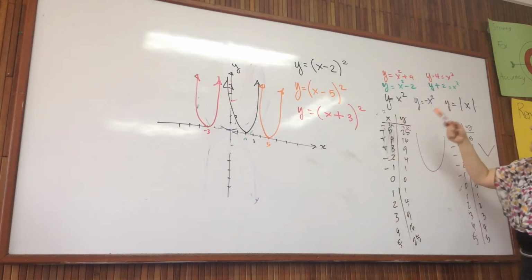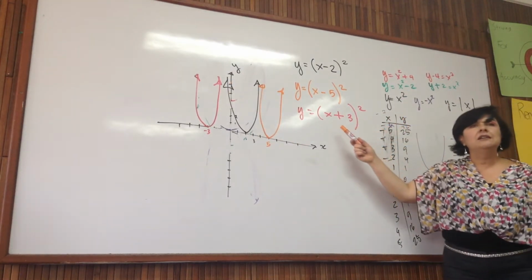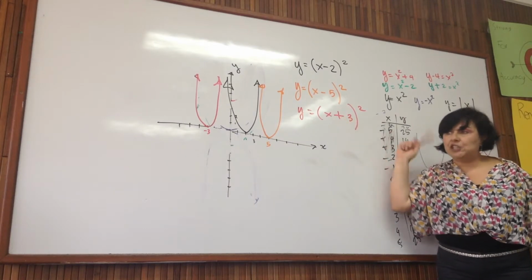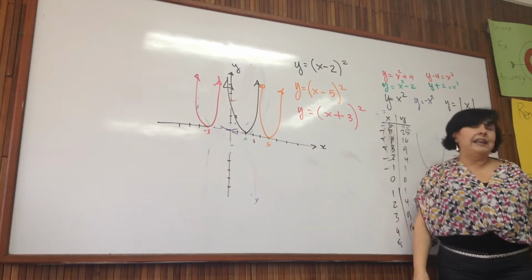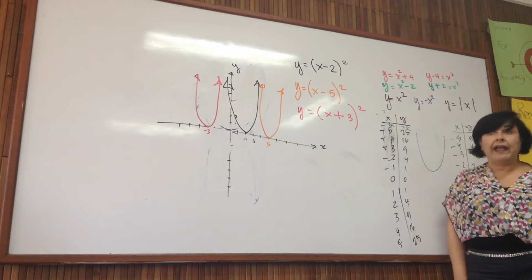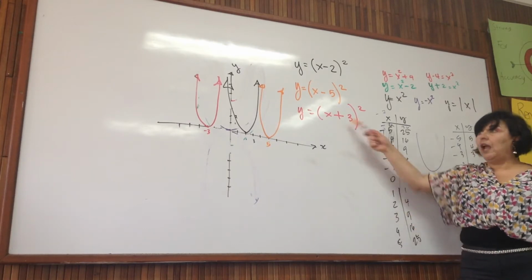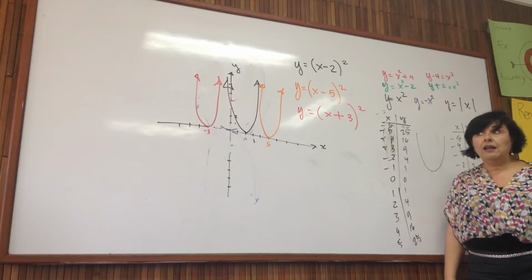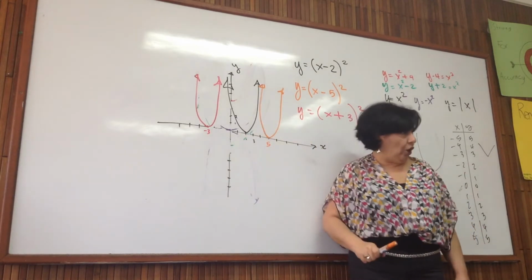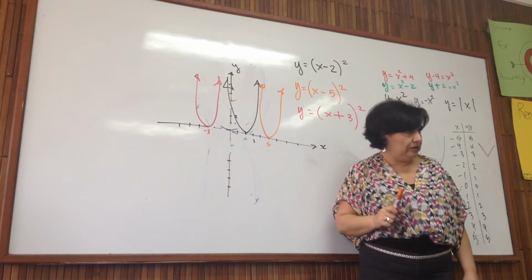If I were to leave the x by itself here, I would have to pass this 3 to the other side, wouldn't I? And if I pass it to the other side, who's moving? The x. And how much is it moving? Minus 3. Which is why it's over here. Okay. Is that clear? Yes.